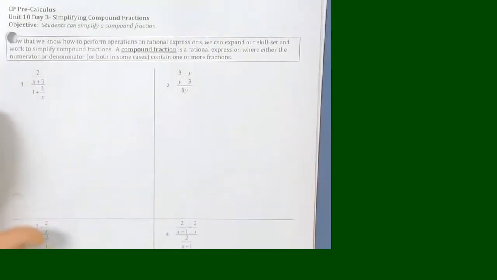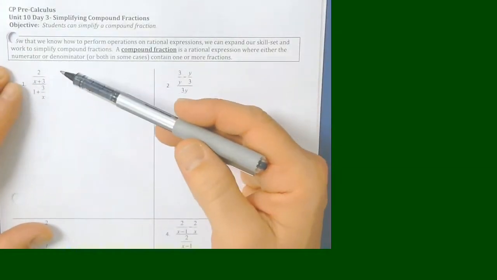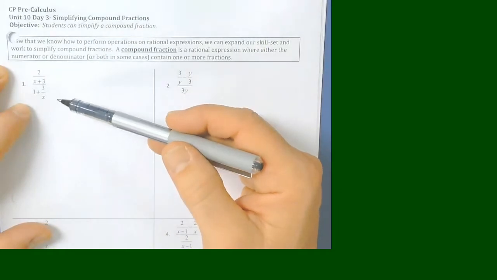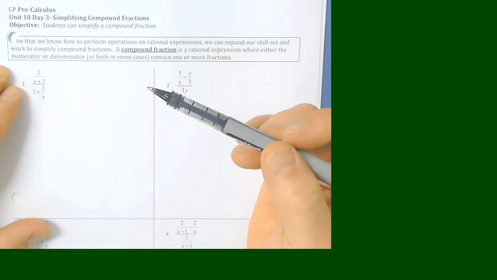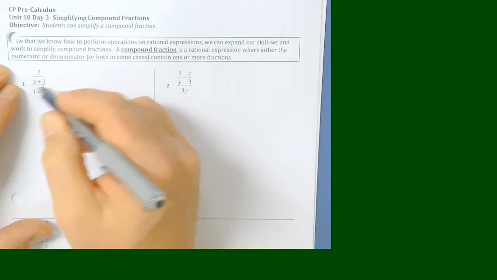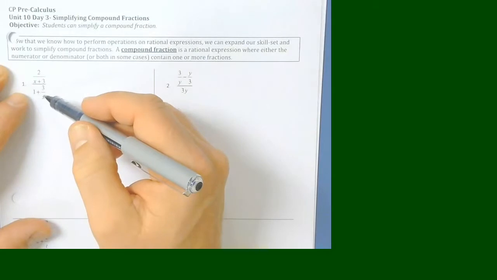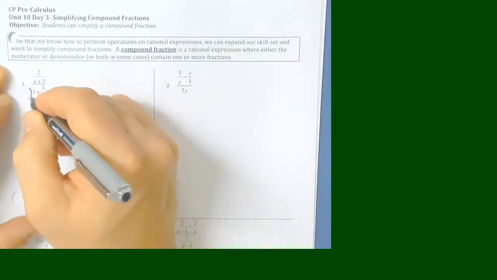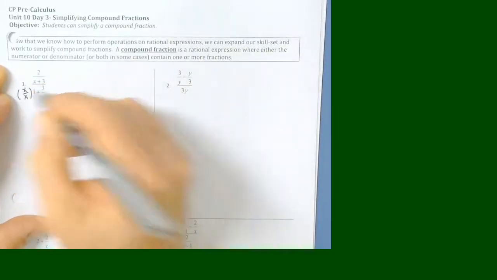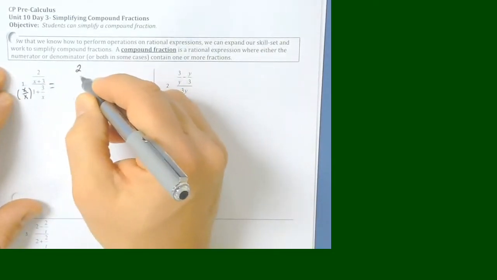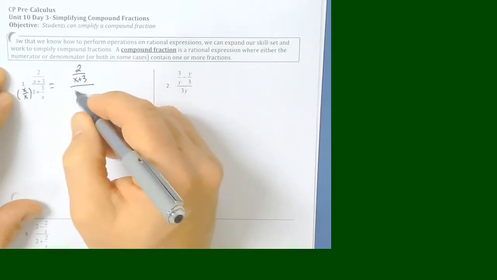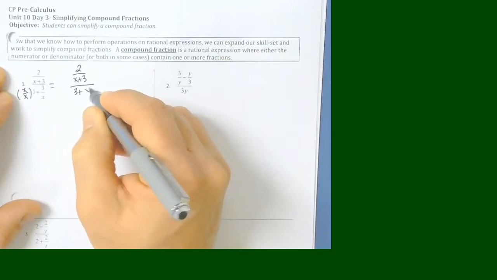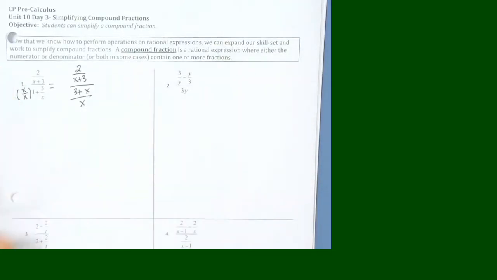Compound fractions. Compound fractions are rational expressions over rational expressions. If I tried to multiply by the reciprocal here, I don't really have a reciprocal. So what I'm going to do is get a common denominator in the denominator, and I'm going to multiply by x over x. That is going to give me 2 over x plus 3 divided by 3 plus x over x.